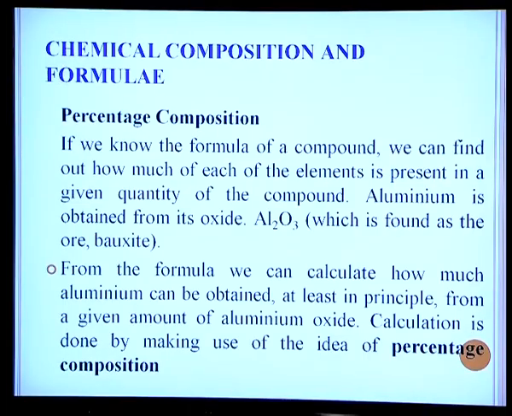Now chemical composition and formula. Percentage composition: if we know the formula of a compound, we can find out how much of each of the elements is present in a given quantity of the compound. Aluminium is obtained from its oxide, Al2O3, which is called bauxite. From the formula we can calculate how much aluminium can be obtained, at least in principle, from a given amount of aluminium oxide. The calculation is done by making use of the idea of percentage composition.